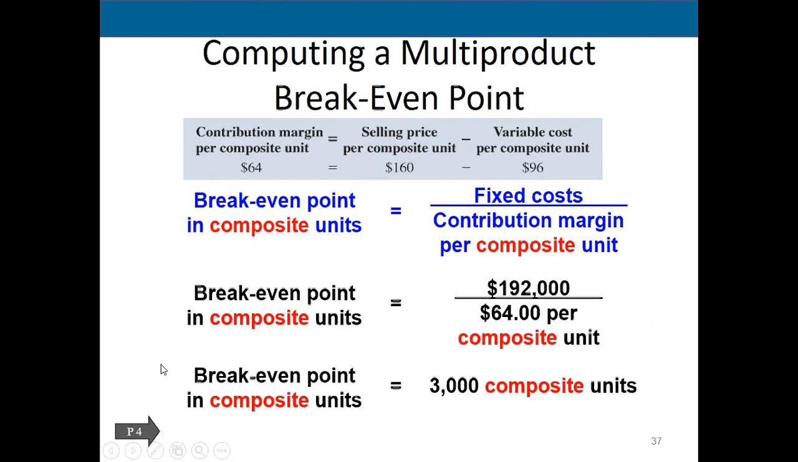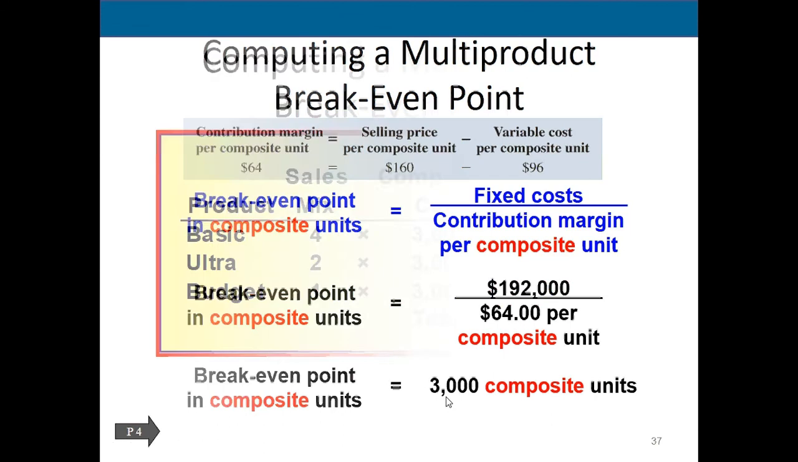Okay. What's break even? Well, break even is fixed cost divided by contribution margin per unit. Okay, but now it's per composite unit. Fixed costs don't change. They're always the same. They told us it was $192,000. And if we divide that by our composite contribution margin of 64, that says that our break even point in composite units is 3,000 units. That's 3,000 units, folks, of all of the types of haircuts, right? The basic, the ultra, and the budget. 3,000 for all of them put together. That's what we know. We have to do 3,000 total cuts.